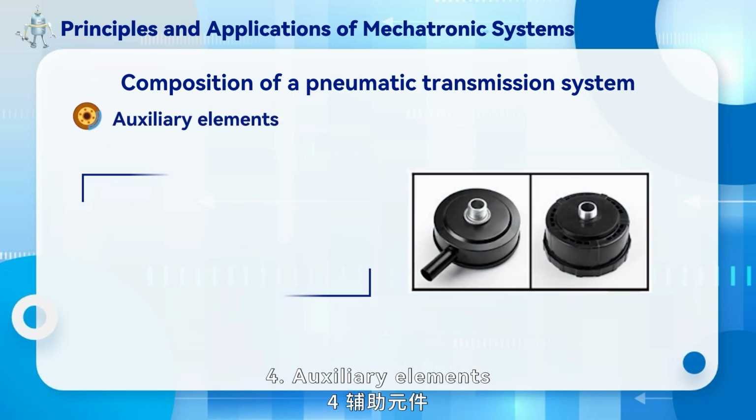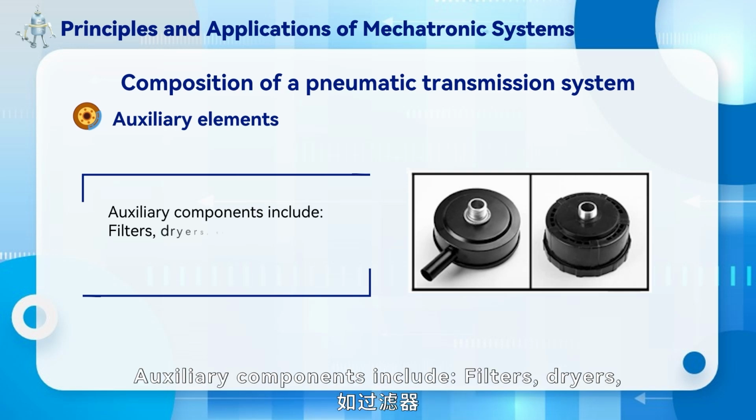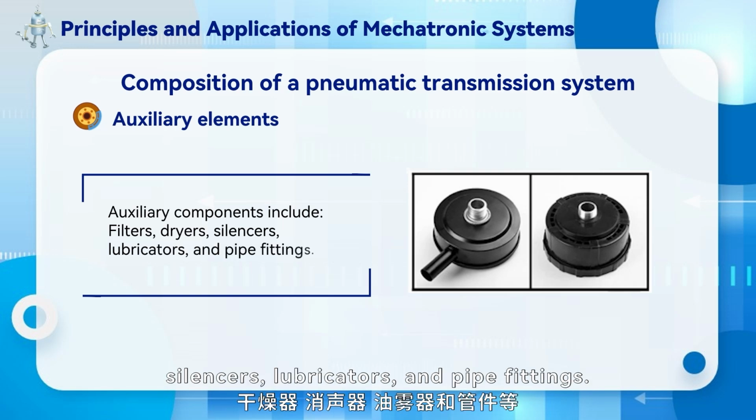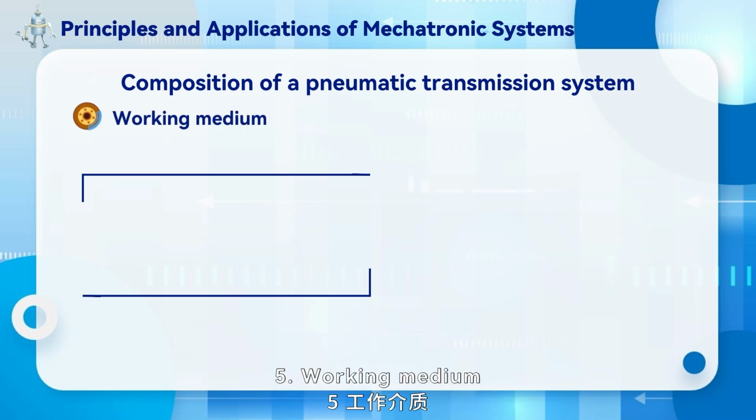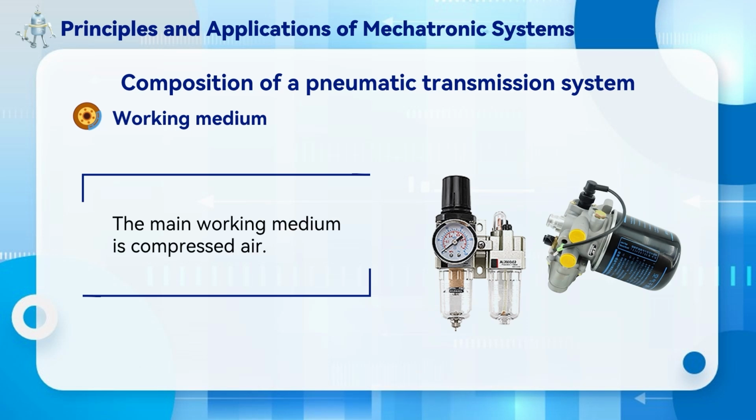4. Auxiliary elements. In addition to the above 3 types of components, auxiliary components include filters, dryers, silencers, lubricators, and pipe fittings. 5. Working medium. The main working medium is compressed air.